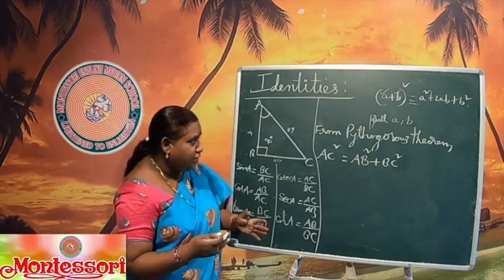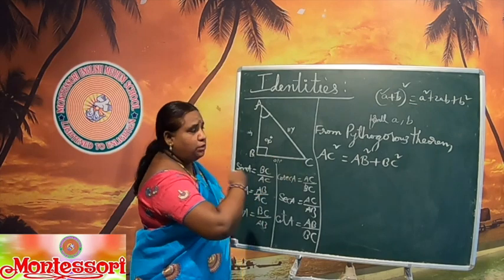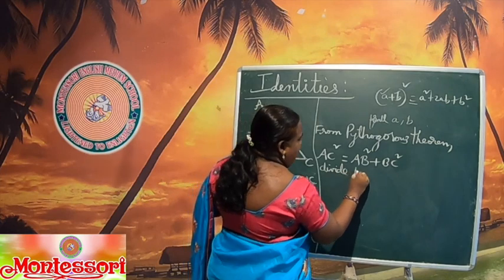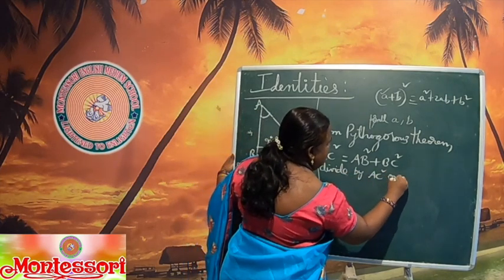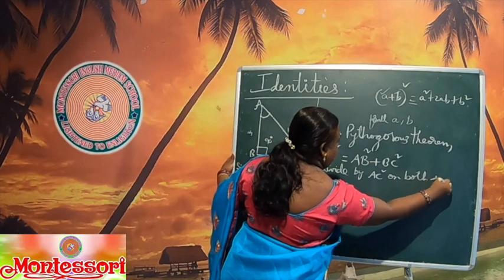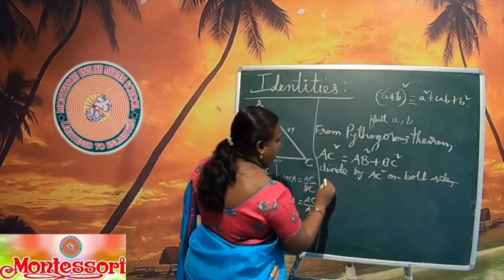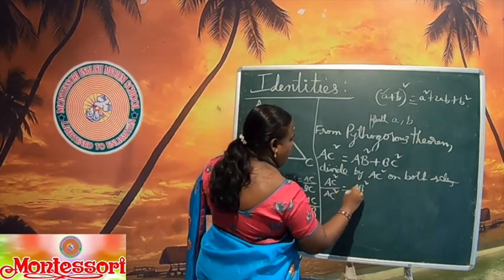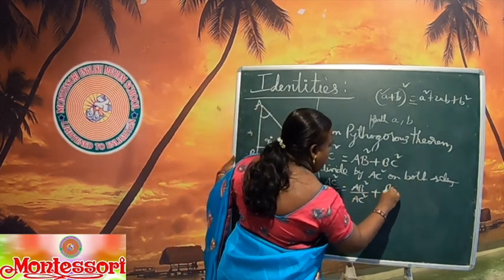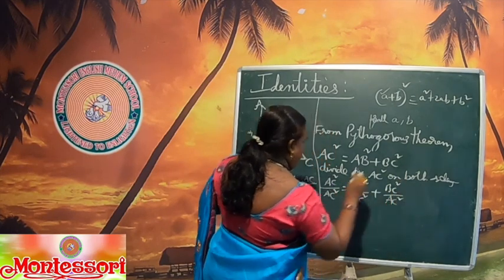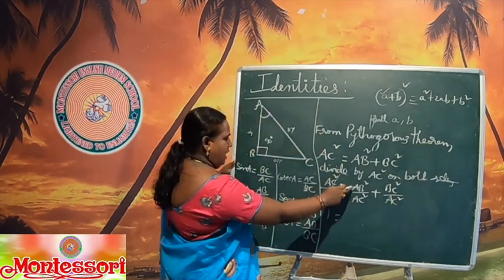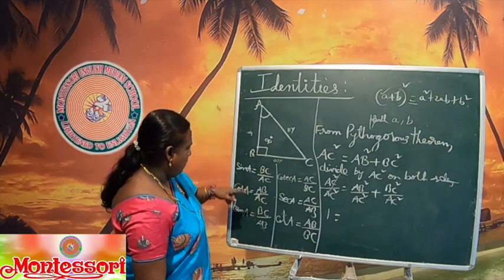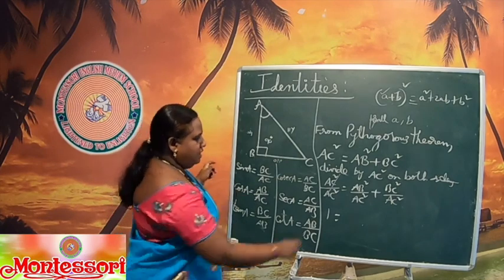Now what I am going to do is derive the first identity. For that I am going to divide this equation by AC square on both sides. Now see, AC square by AC square is equal to AB square by AC square plus BC square by AC square. Now see, these two get cancelled, leaving one. Now AB by AC means what, children? AB by AC is cos A.